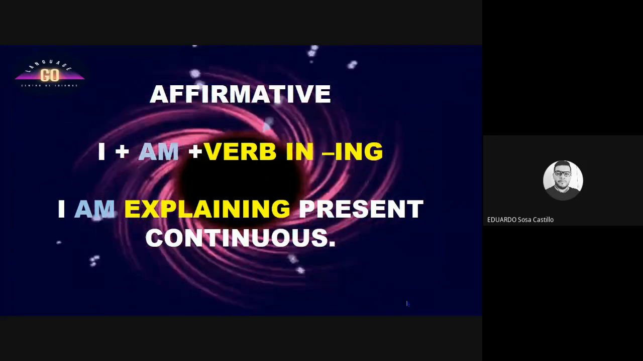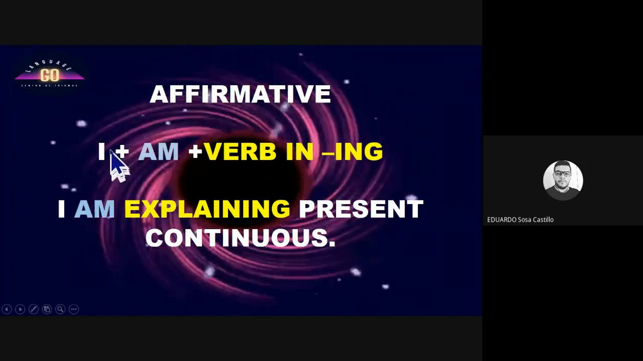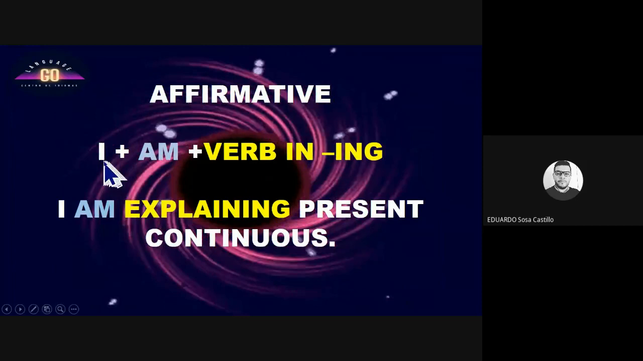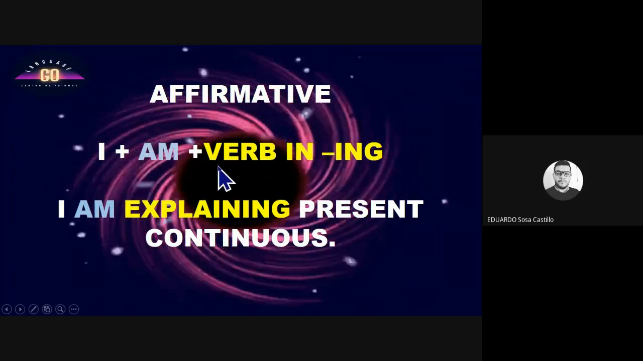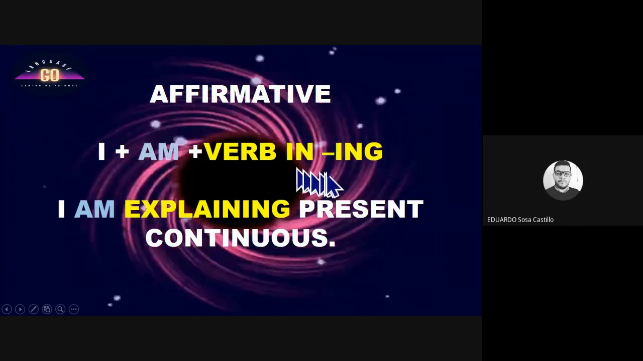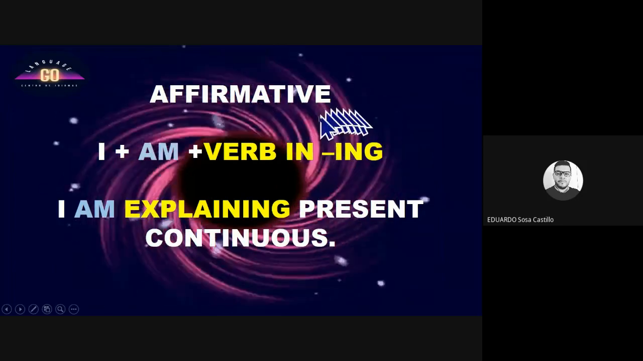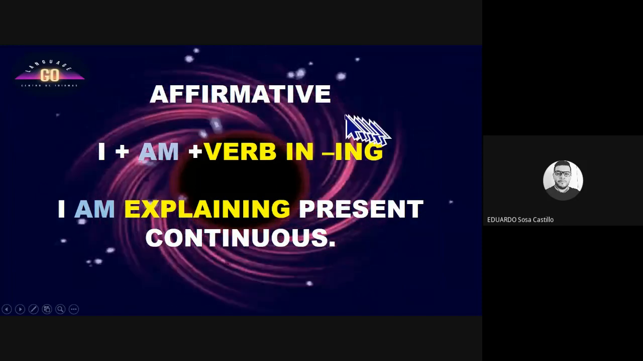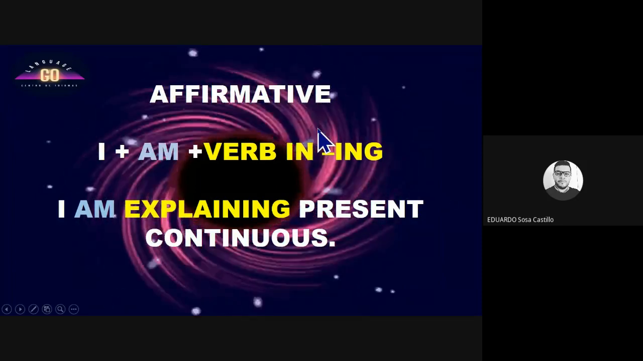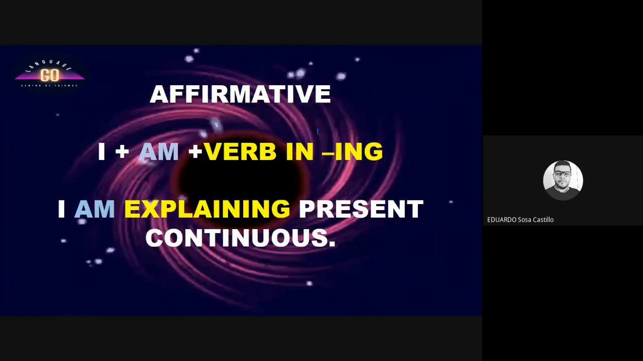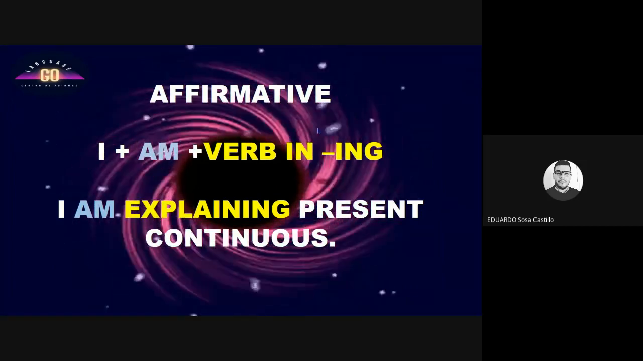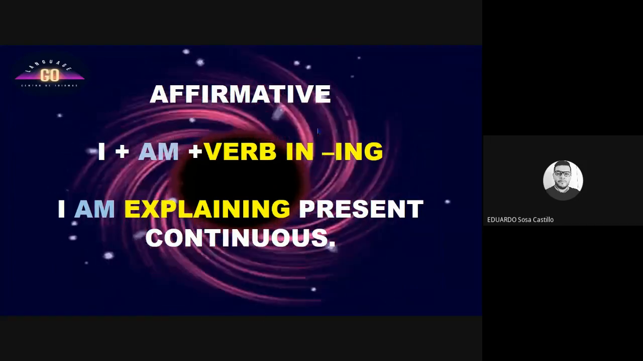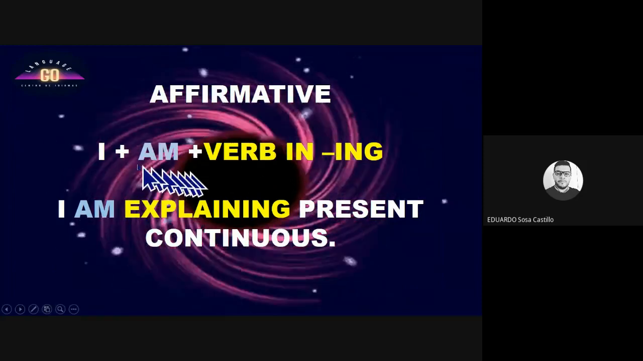So let's start with affirmative. For example, when I am using the pronoun I, I have to use I am. And the verb, as you can see, is going to have the ending ing. Can you see? The ending is going to be ing. What's the reason? Because it is supposed that the action is happening in this moment. And that's why we use ing.